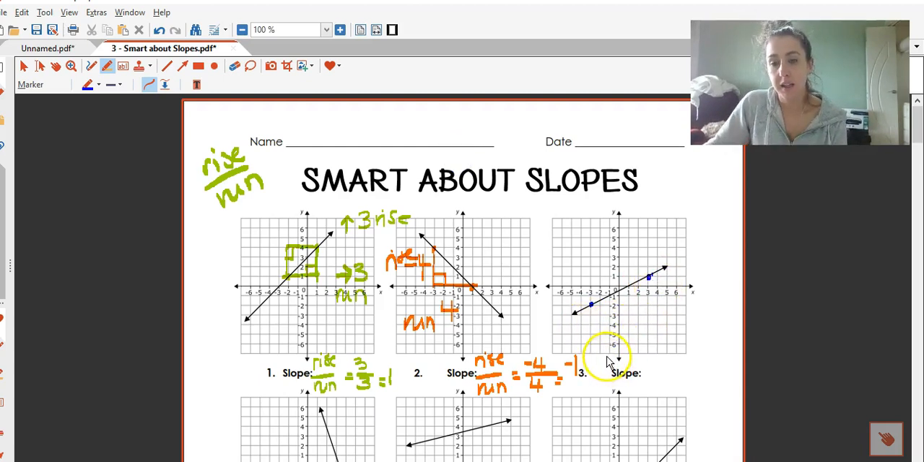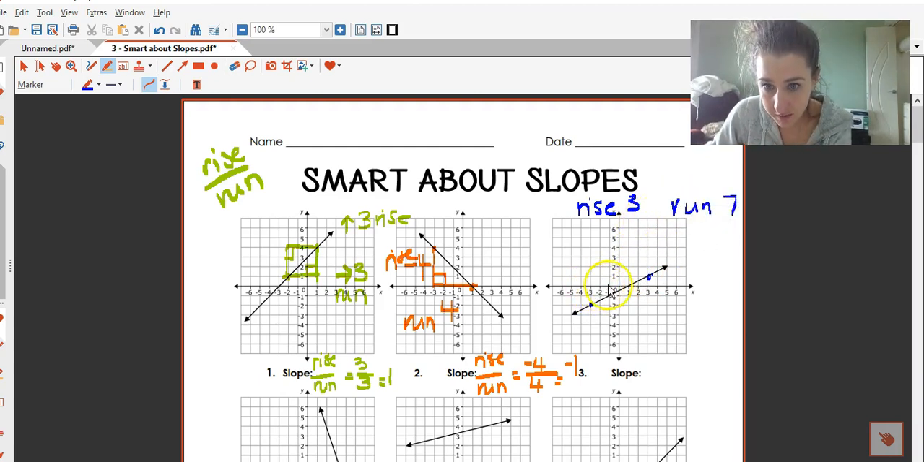Okay, so let's look at it. So my rise, I've gone 1, 2, 3 up. So I've got a rise of 3. And then I've got a run of 1, 2, 3, 4, 5, 6, 7. So a run of 7. Let's double check that. 1, 2, 3, 4, 5, 6. So 6, sorry. A run of 6. Beautiful. Okay, so a rise of 3, a run of 6.